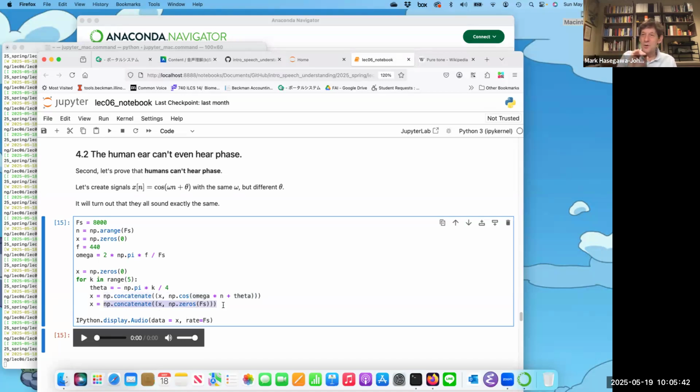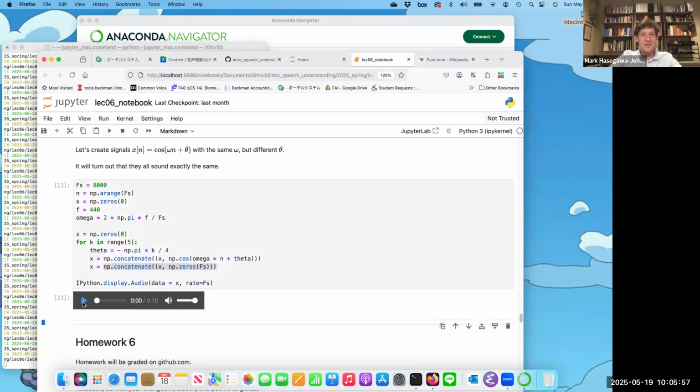There will be first the tone with 0 radians, and then pi over 4 radians, and then 2 pi over 4 radians, and then 3 pi over 4 radians, and then 4 pi over 4 radians. And what you will hear is that they all sound exactly the same. Humans can't tell the difference. So here's 0, pi over 4, 2 pi over 4, 3 pi over 4, 4 pi over 4. Let me play those again without speaking so that you can hear that they all sound exactly the same.